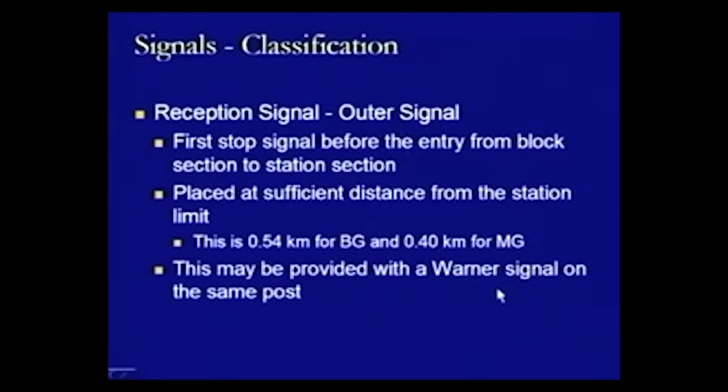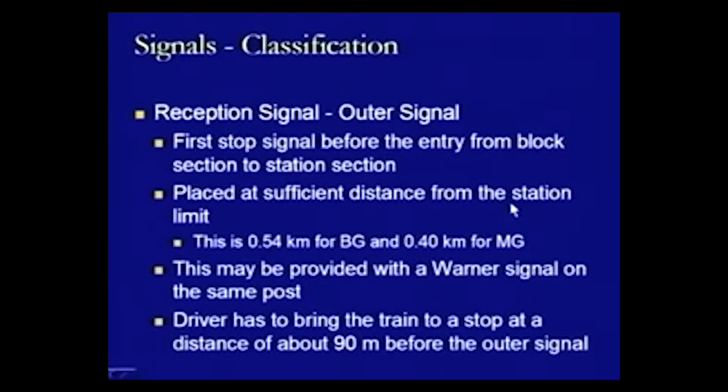So, if the Warner signal is horizontal, then you have to move with a restricted speed, but if both are down, then it means you can move with a higher speed, that is the speed with which the train is coming on this station section.